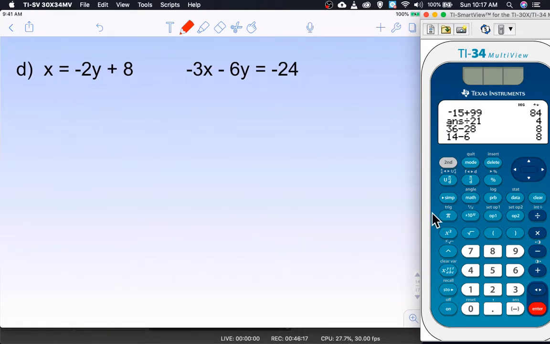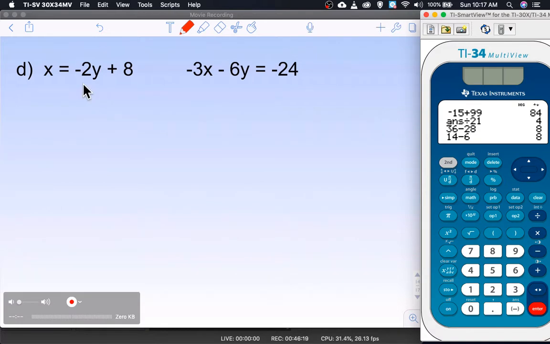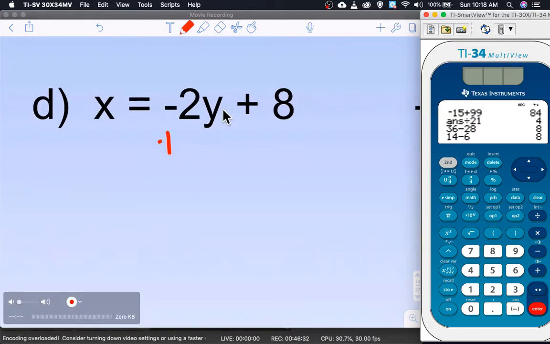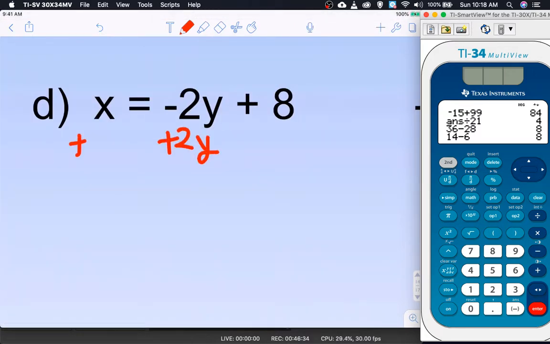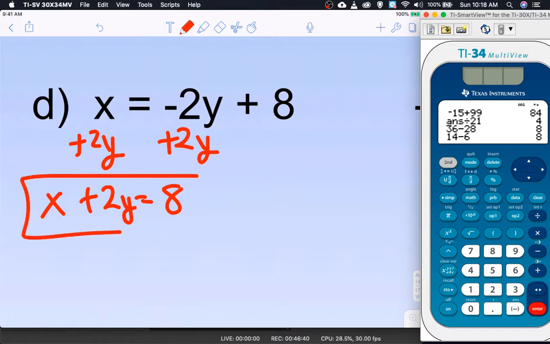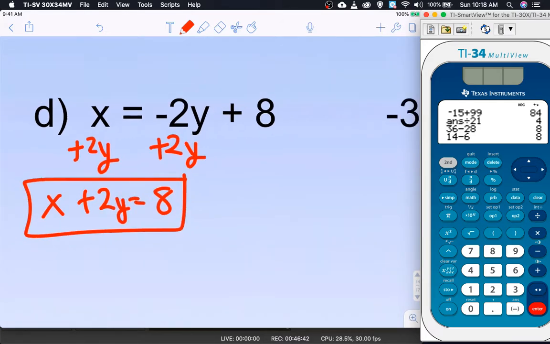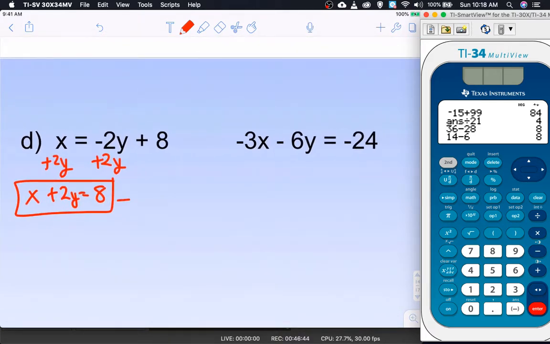Okay, I'm looking at my two equations. Stuff's not lined up very well. Like, x is over here by himself on this side of the equal sign. In the other equation, I've got x's and y's on the same side. So I'm going to fix this first equation. I'm going to add 2y to each side. So now my x's and y's are on the same side of the equal sign. That's what we want in order to eliminate.